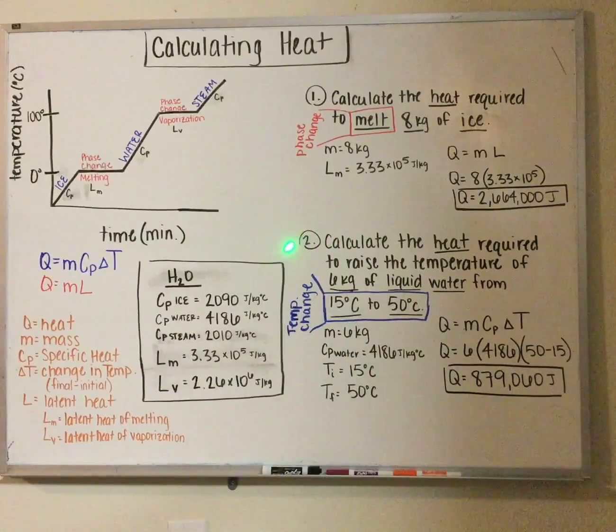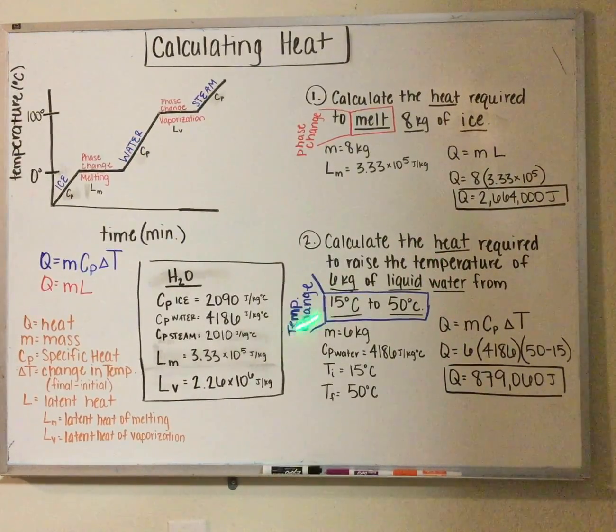Number 2 is talking about a temperature change. Number 2 says calculate the heat required to raise the temperature. So we're having a temperature change here. Raise the temperature of 6 kilograms of liquid water, or just water, from 15 degrees Celsius to 50 degrees Celsius. So how much heat do I have to put into the system to raise the temperature from 15 degrees Celsius up to 50 degrees Celsius? How much heat does that require? So here, your clue is your temperature change.